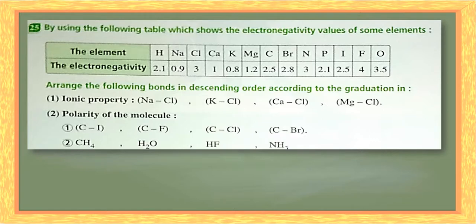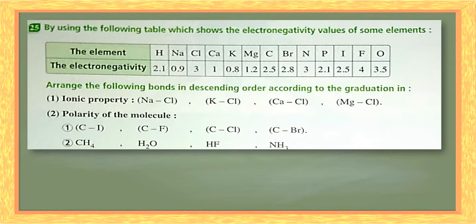Okay, question 25 says: by using the following table that shows the electronegativity values of some elements, we have all the elements and all the electronegativities. Arrange the following bonds in descending order according to the gradation in ionic property. If we take the difference between Na and Cl, it is a high difference. KCl, CaCl, and MgCl. As we said, we have the highest one.